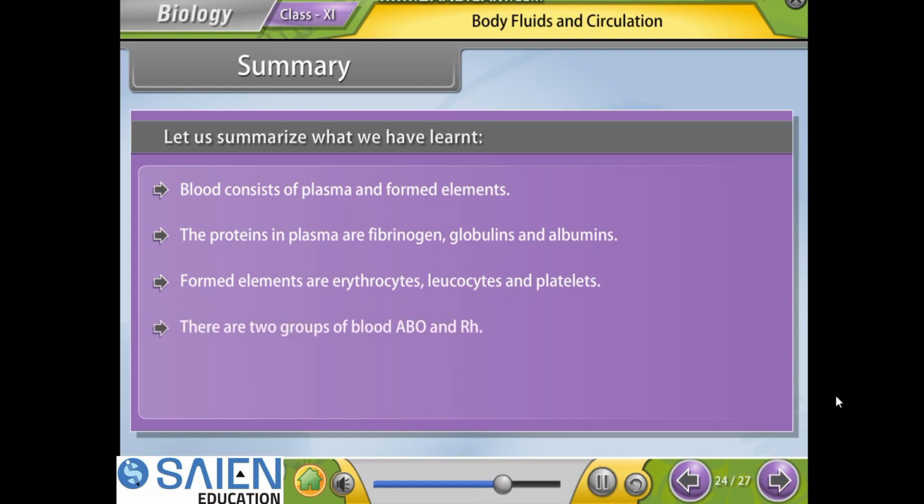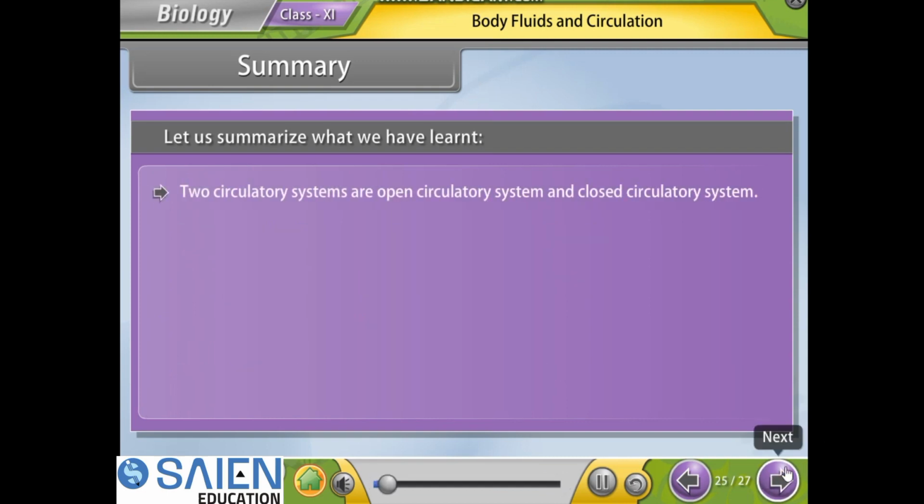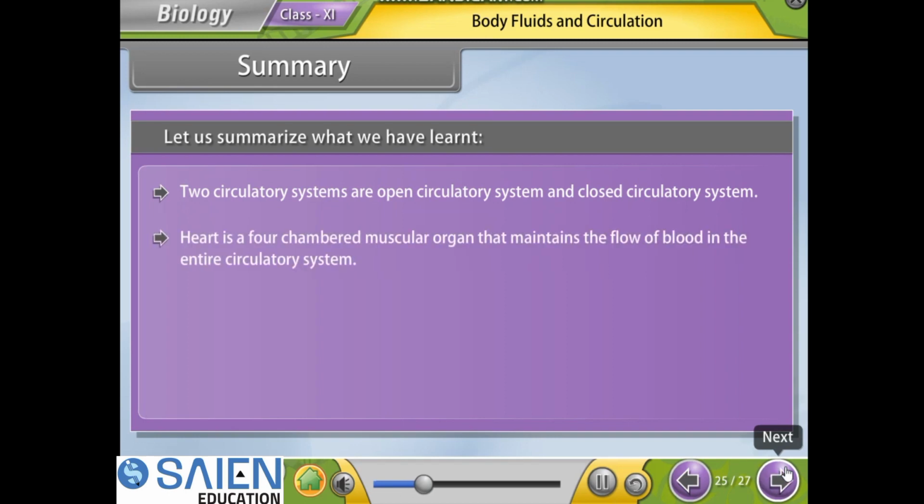There are two groups of blood, ABO and Rh. Coagulation of blood is the process of conversion of blood from liquid form into solid form. The two circulatory systems are the open circulatory system and the closed circulatory system. The heart is a four-chambered muscular organ that maintains the flow of blood in the entire circulatory system.